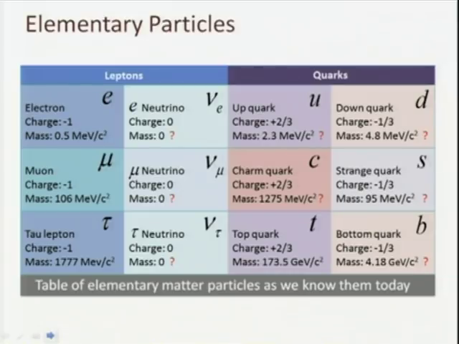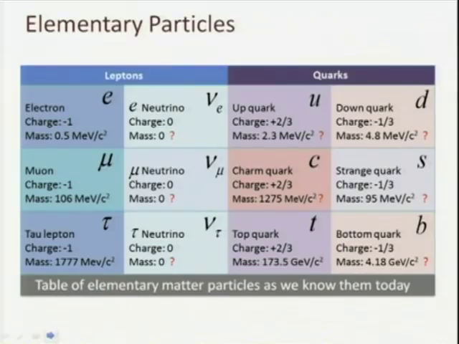All of them have one unit of negative charge, again in units of electronic charge. So, obviously, electron will have -1 charge, and muon and tau also are found to have the same electric charge. But the masses are different. Electron is the lightest one with mass 0.5 MeV per c square. Muon is 200 times heavier than this, 106 MeV per c square, and tau lepton is much heavier.